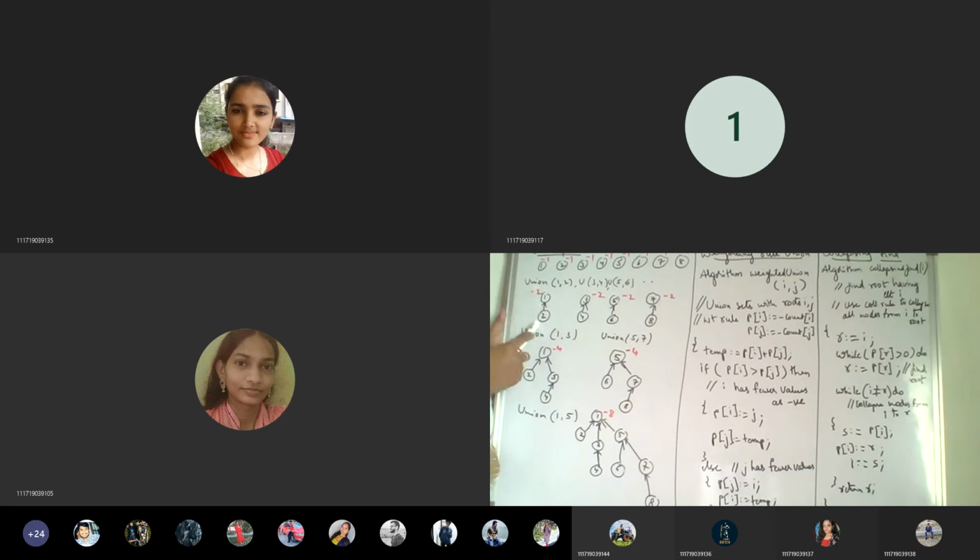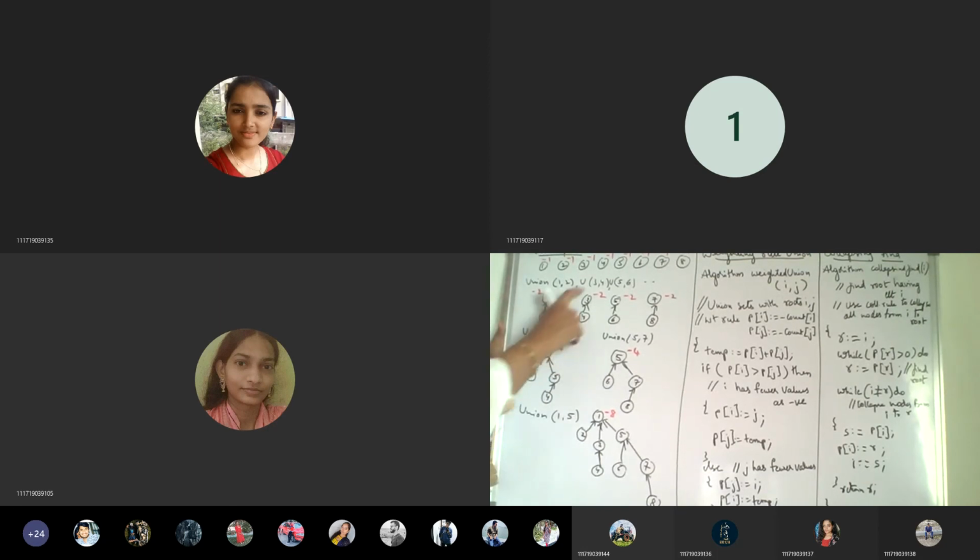Always remember, in disjoint sets, the child will always point towards the parent, with the arrow. And if you see this value, negative means it's a root: 1 is a root, and 2 represents the number of nodes in that tree.